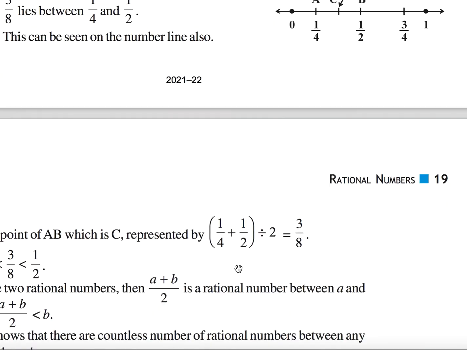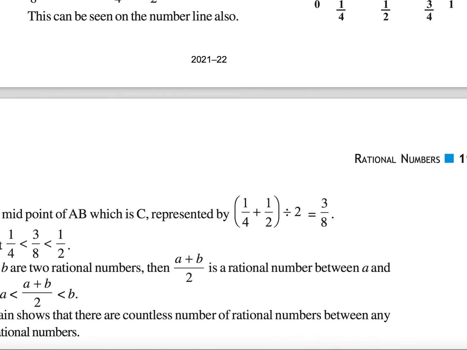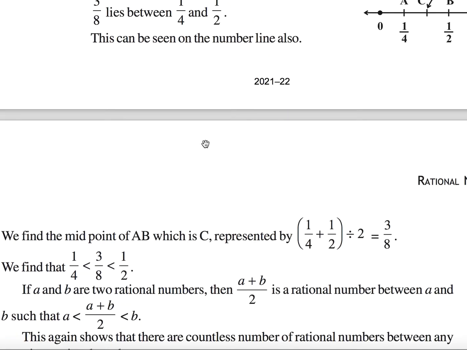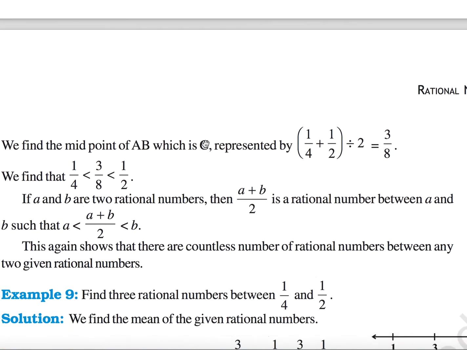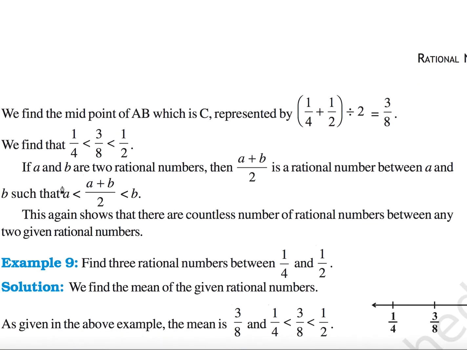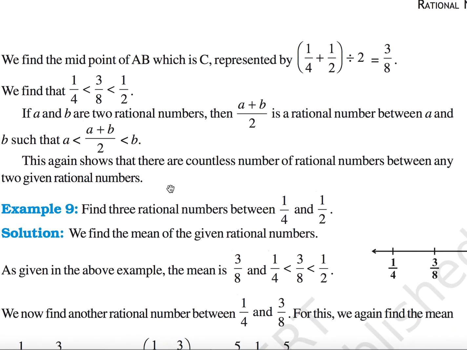We find the midpoint of AB, which is C, represented by 3 by 8. We can see that this number lies between these two. If A and B are two rational numbers, then (A plus B) by 2 is a rational number between A and B, such that A is less than (A plus B) by 2, which is less than B. This again shows that there are countless rational numbers between any two given rational numbers, right?